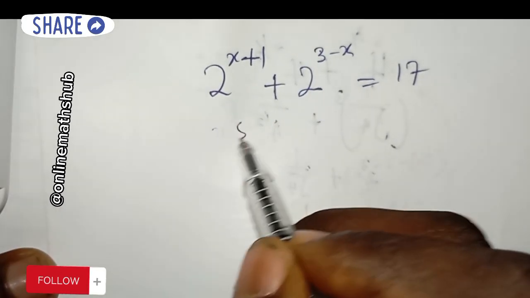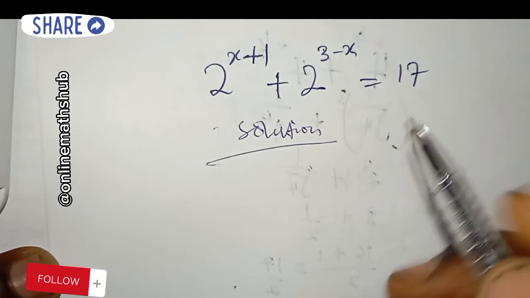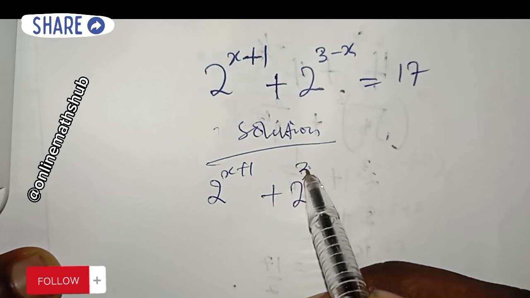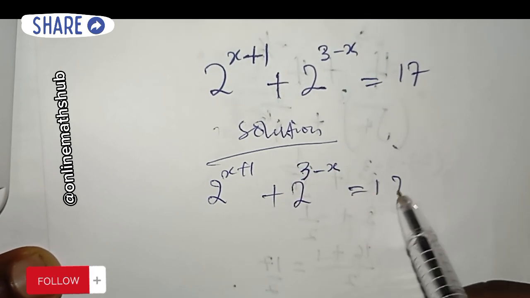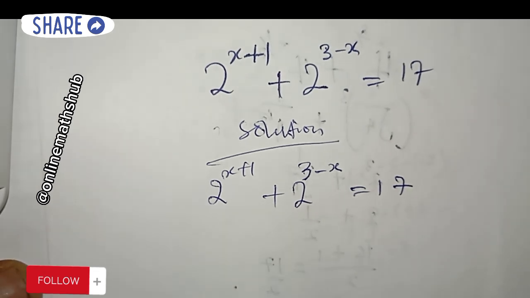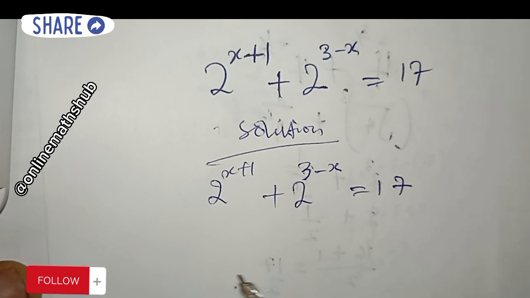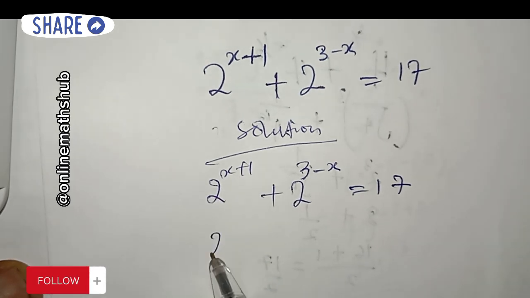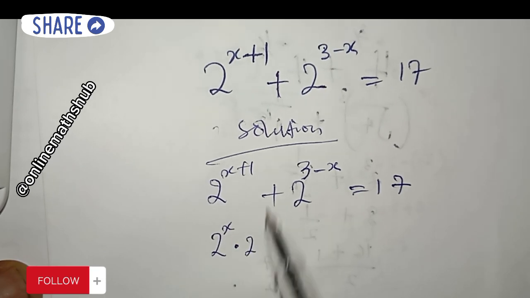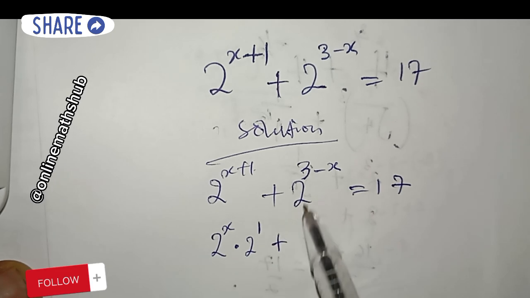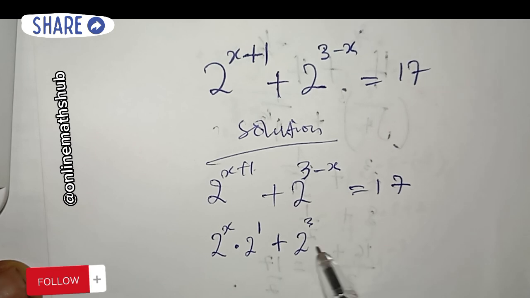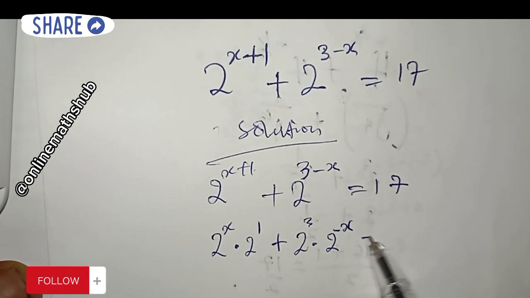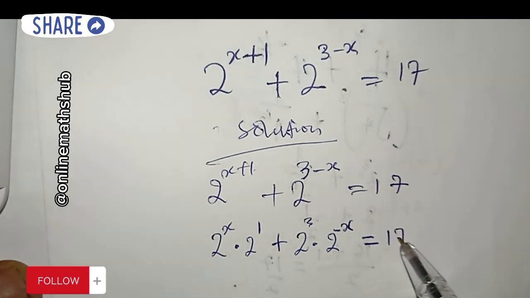Okay, so we're going to be solving this problem over here. We have 2 power x plus 1 plus 2 power 3 minus x is equal to 17. I'm just going to use the rule of indices to split this. From indices, I can write this first term as 2 power x multiplied by 2 power 1, and the second as 2 power 3 multiplied by 2 power negative x, and it is equal to 17.